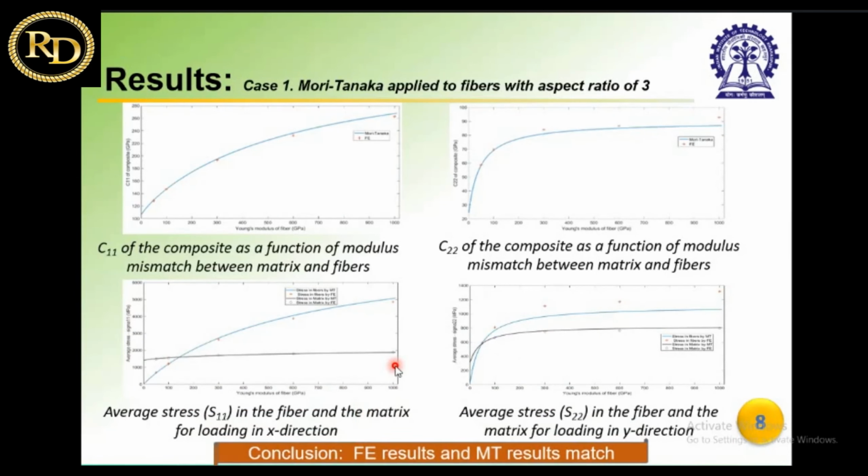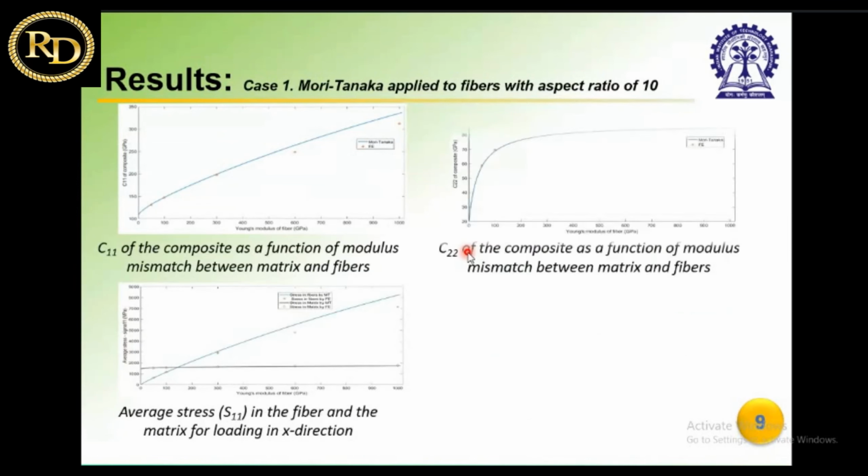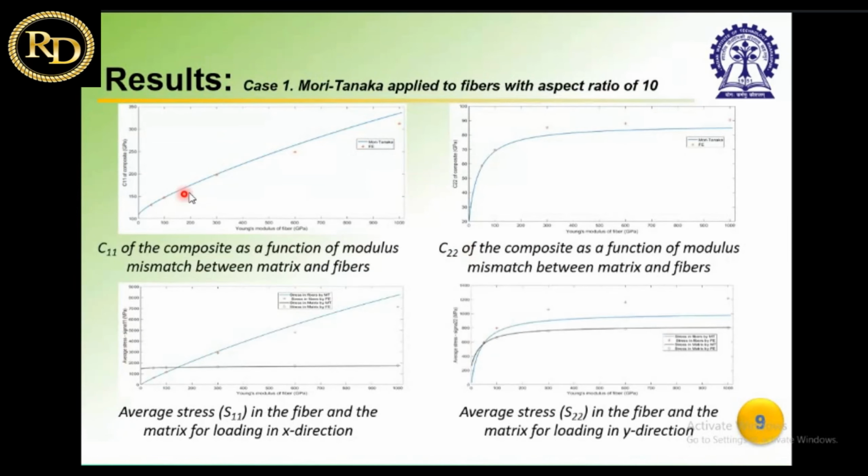So we can conclude from this that the FE results and Mori-Tanaka results match for lower aspect ratios. For aspect ratio of 10, which is a higher aspect ratio, we can clearly see that there is a deviation when we go to a higher modulus mismatch. So this x-axis is basically Young's modulus of the fiber, and this is the C11 of the composite. Similarly, this axis is Young's modulus of the fiber. So we can see that as we go from lower to higher modulus mismatch between the fiber and the matrix, there is a clear deviation.